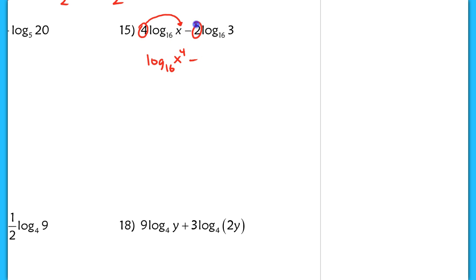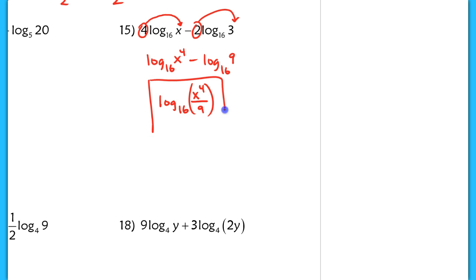Minus, do the same thing here with this 2. So this would be log base 16 of 3 squared. Now if you want, you can simplify that right away and just call that 9. So this would be log base 16 of 9. And then from here, now I can use the quotient and rewrite this as log base 16 of x to the 4th over 9. And this would be my final simplified expression here.